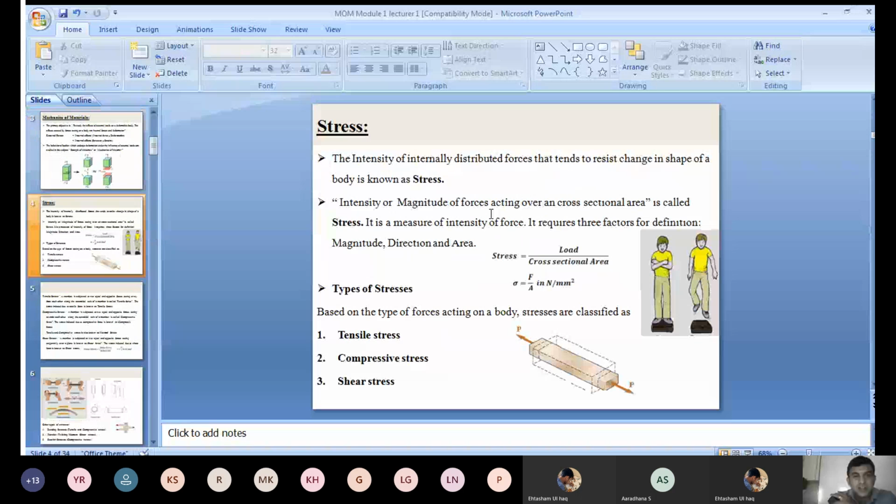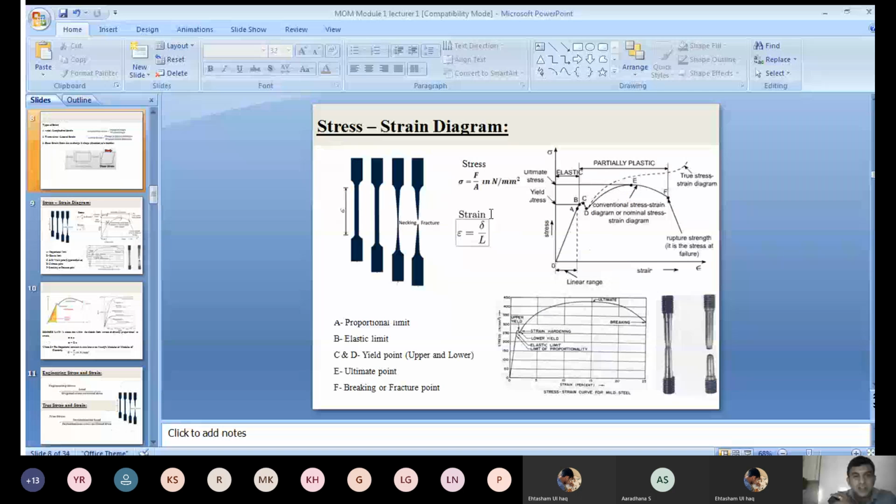Next, we discussed the stress strain diagram for which we consider a low carbon steel, that is, a mild steel. How the stress depends upon the strain, that is the stress strain curve. You should remember this one.